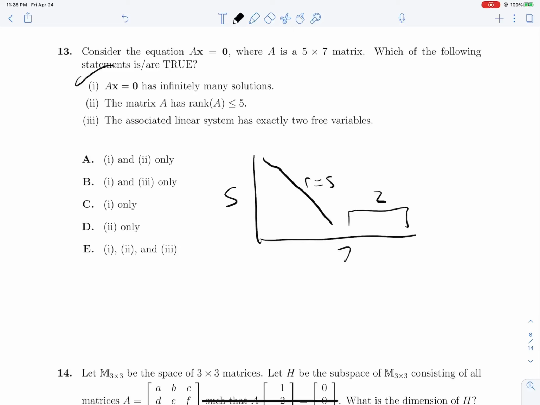What about 2? The matrix has rank less than or equal to 5. Well, that's exactly what we were just saying here. It can have a maximum of 5 pivot positions. There's no place to put a 6th pivot position. And so, yes, this is true.